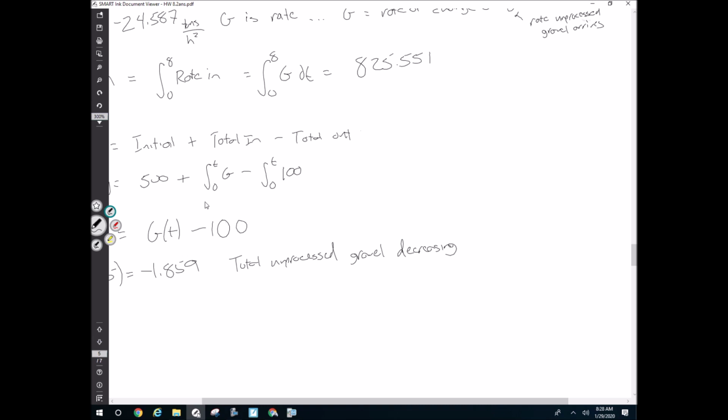We have more processing done than gravel arriving. And your reasoning is because the derivative T prime is negative.